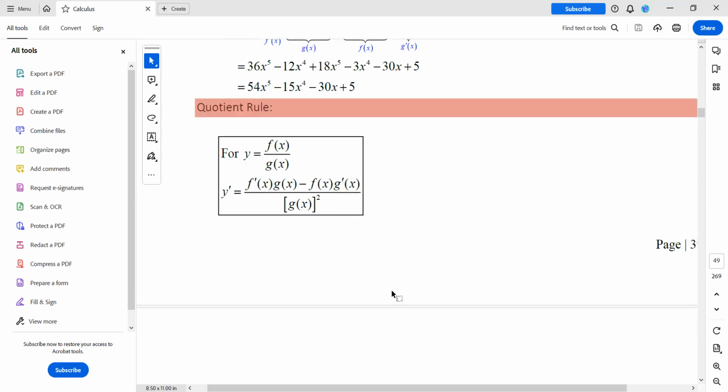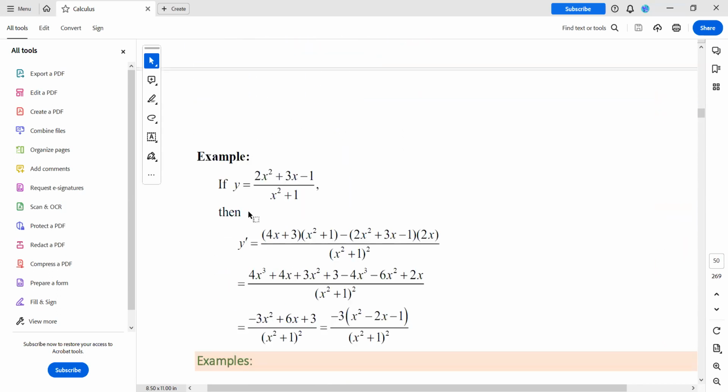Now let's take a look at this as an example. So you have y is equal to this over this. What I basically do is differentiate this, which is why I have 4x plus 3. Leave this alone, which is why I have this here, minus, leave f of x alone, I have f of x here, times differentiate g of x, which is 2x, over g of x all squared. g of x is what? x squared plus 1. Then you square it, which is why you have this.